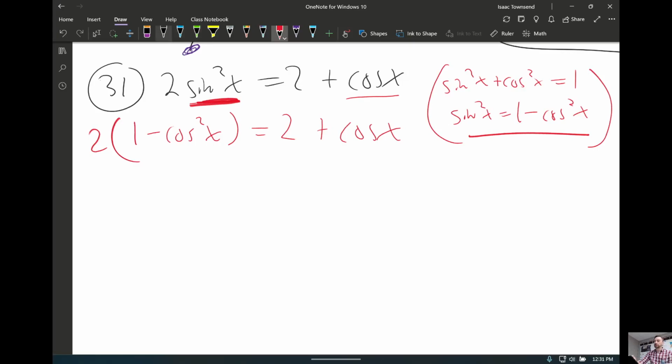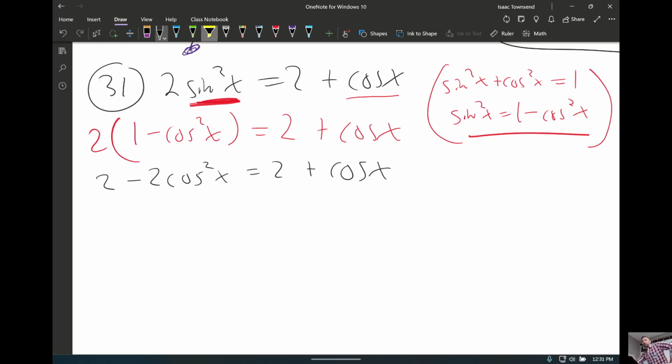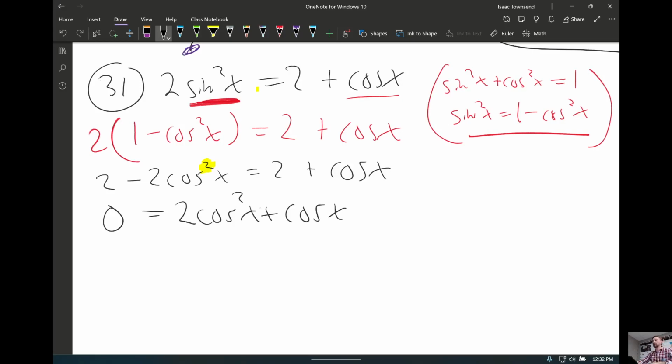Okay. Then distribute your 2. So we at least don't have parentheses anymore. Now when I look at what's left over, I feel like I've made some progress because the only thing in my equation is cosine stuff, not cosine and sine stuff. But also I noticed that this is basically a quadratic, so I'm going to move everything to the right, set equal to 0, and then subtract 2 from both sides, that goes to 0. And then finally, I can finish with GCF.